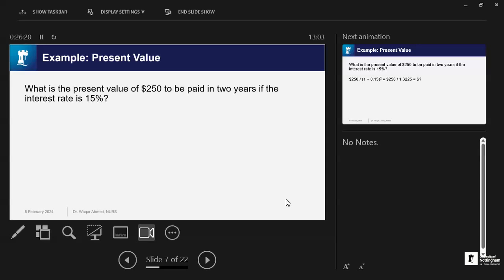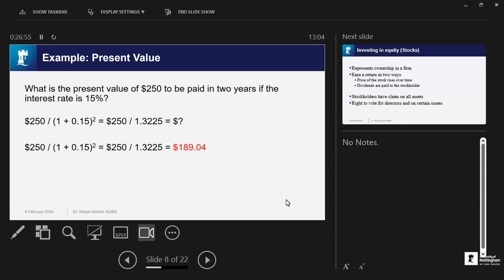Okay, good. So what do you have to do? There's this formula again. We're getting this 250. So the future cash flow, or future value, is 250, but that is at time 2. So you need to discount it at 1 plus the required rate of return. The required rate of return here is 15%, to the power 2. So 1 plus 15% to the power 2, and that gives you 189.